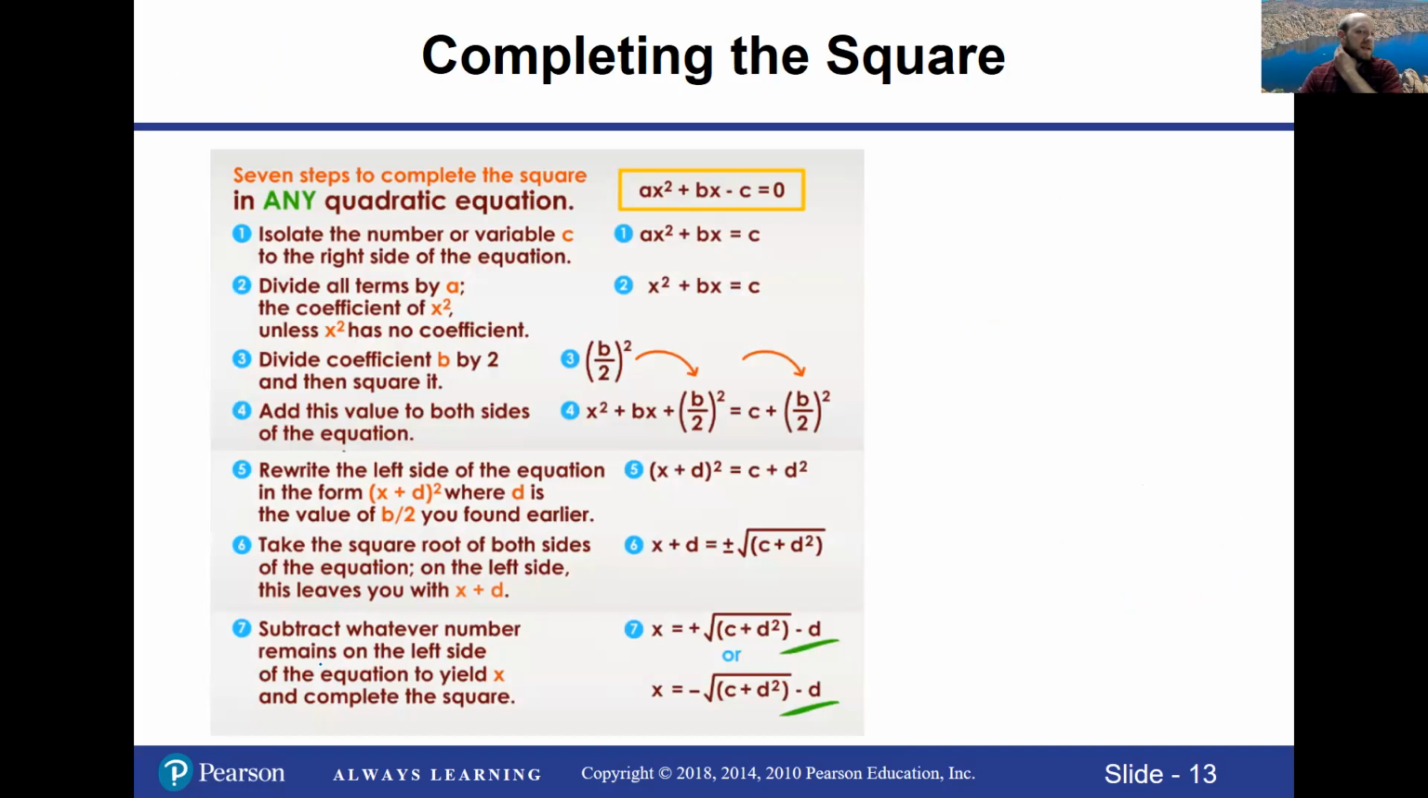Here are some steps to completing the square in any quadratic equation. Now this uses slightly different variables, where they have d being b over 2 squared. They just give that value as a d there, but you kind of get the idea here. If you think this is helpful for you, you can definitely use that. I'm not going to go through all this, but instead I'll show you an example.